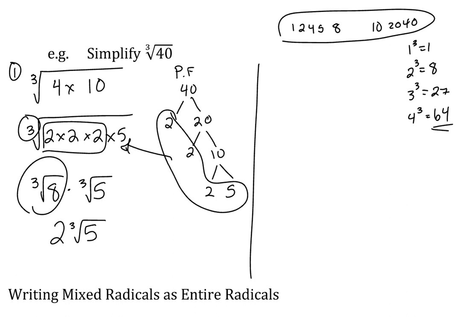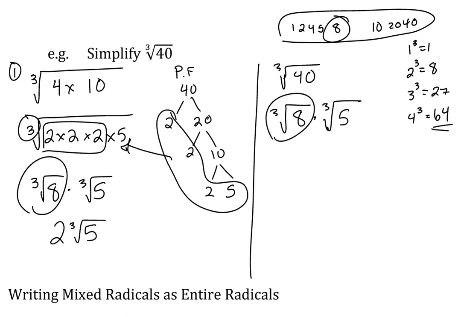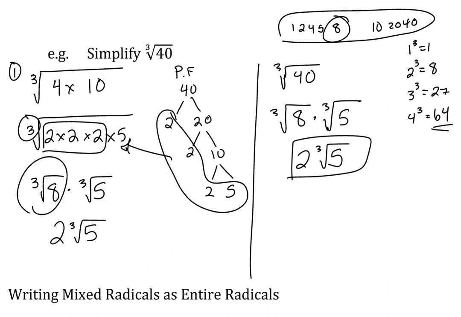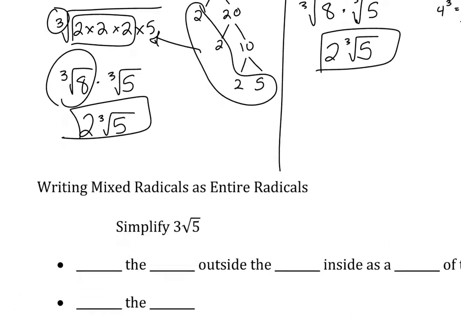If I look at it, my biggest perfect cube factor is going to be 8. So I'm going to say the third root of 40 is simply the third root of 8 times the third root of 5. But I can simplify this one down to 2, because the cubed root of 8 is 2. So it's 2 cubed root 5. Same answer. Just 2 different methods, and depending on how your brain works, it works better one way for you.